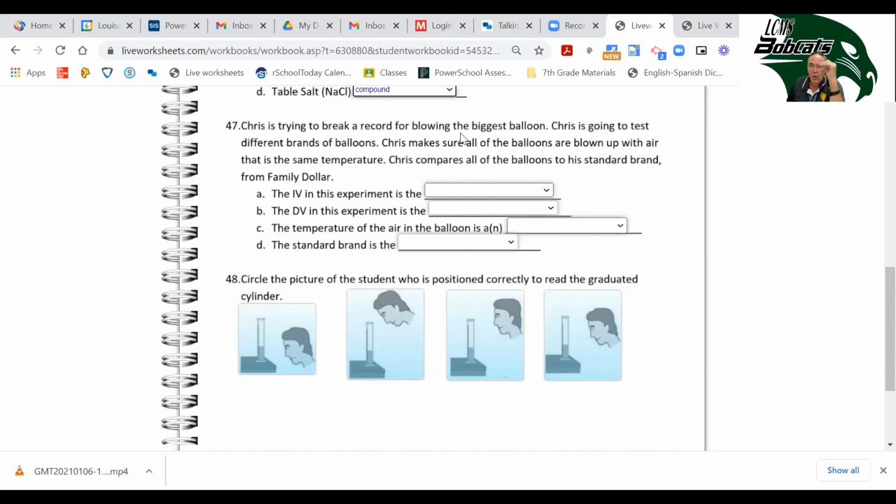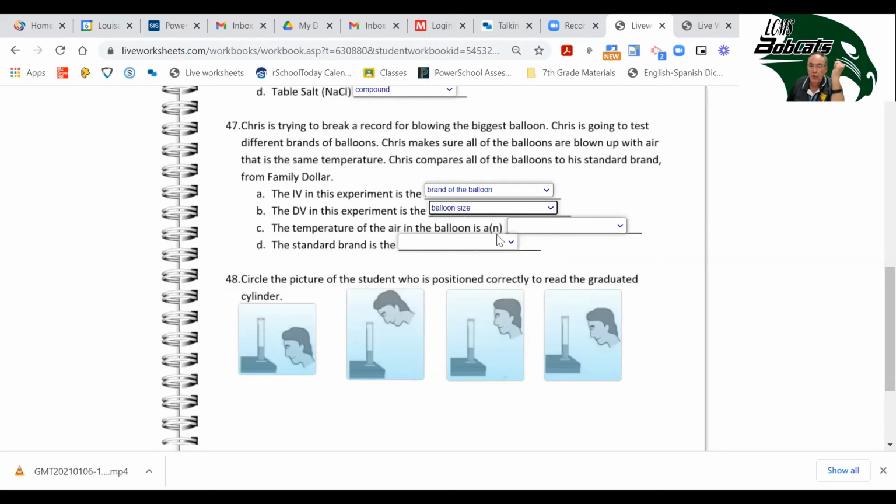Okay, so Chris is going to test different brands. He can change that. He's going to make sure they're all blown with the same temperature. He's not changing that, so it's not a variable. And he compares them all to the standard brand. So the brand of the balloon is the independent variable. That's what Chris is changing. What he thinks might depend on which brand he uses is how big it'll blow up, the size.